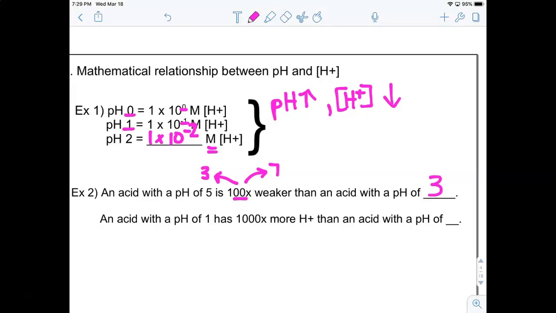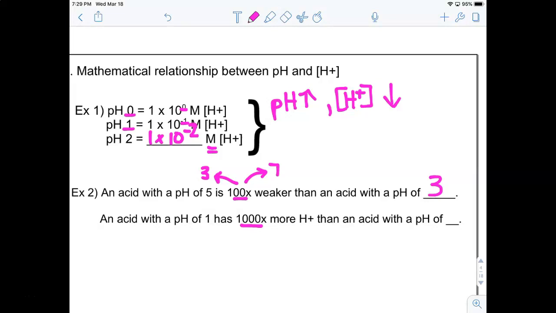All right, same thing here, guys. So now they're saying I'm 1,000 times more. So that's 10 times 10 times 10. That's 3 jumps, right? Here I'm lucky because if I'm starting at a pH of 1, I can't jump down 3. My pH scale ends at 0.